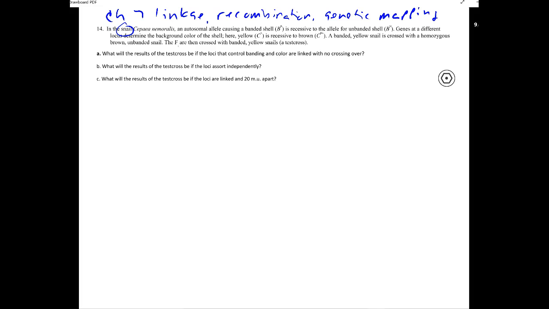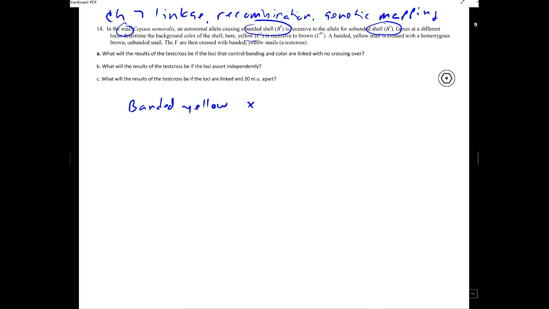So we've got banded, which is recessive to unbanded. And there are different genes at a different locus that determine the background color of the shell. So I've got yellow and brown. So we have banded yellow. Banded is big B. So for sure, write it out. Banded yellow.